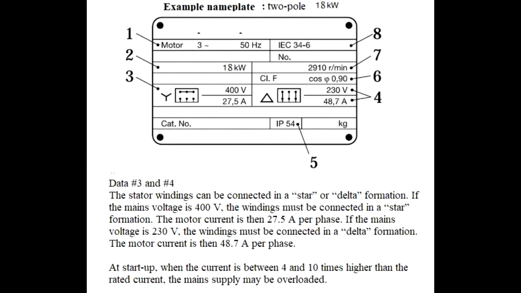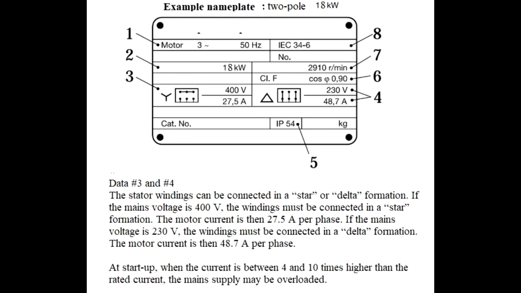The stator windings can be connected in a star or delta formation. If the main voltage is 400 volt, the windings must be connected in a star formation. The motor current is then 27.5 ampere per phase. If the main voltage is 230 volt, the windings must be connected in a delta formation. The motor current is then 48.7 ampere per phase.